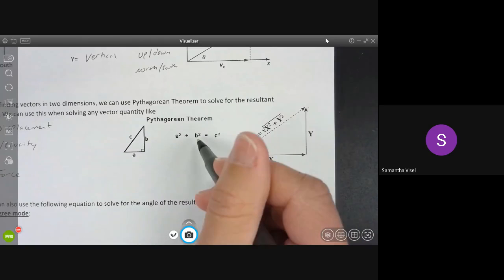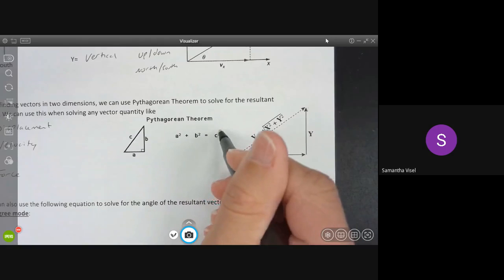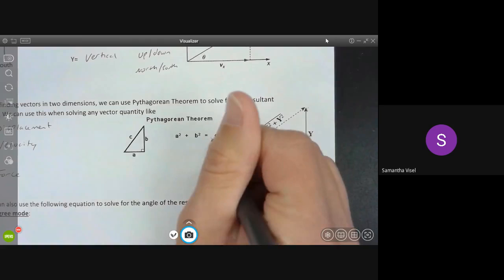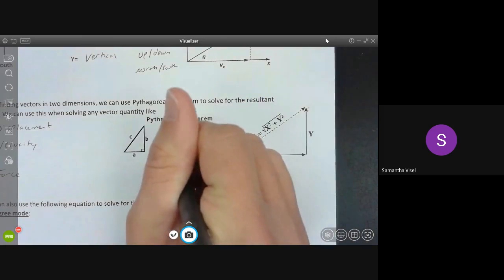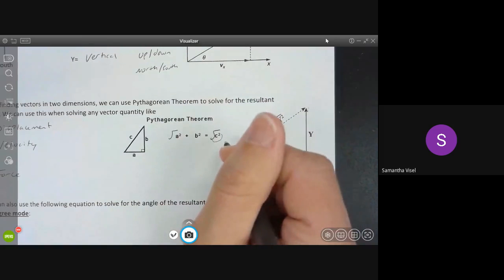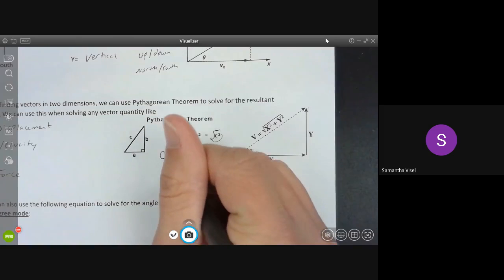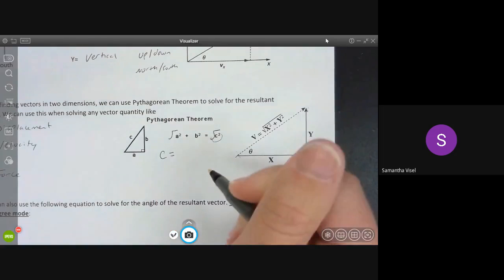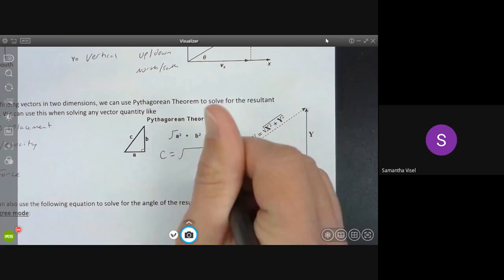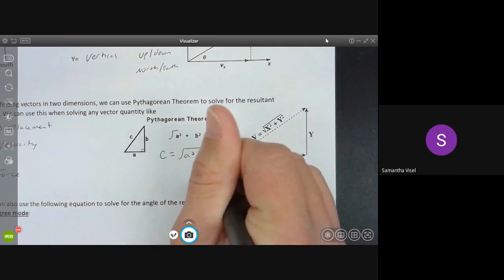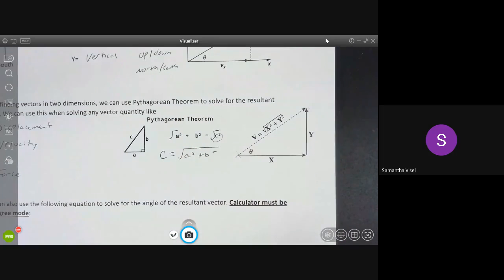A refresher though: if I'm using the Pythagorean theorem and I'm just looking for the value of c, that's set up to solve for c squared. So I do need to take the square root on both sides. So we end up getting that c is going to be the square root of a squared plus b squared, all underneath the radical.